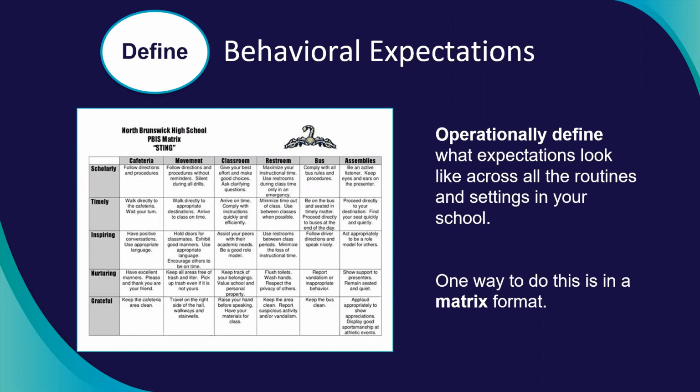When you define them, and that's basically filling in these boxes between the setting and the expectations, you want to really be specific and concise. You don't want full sentences, just a couple of words that are clear, right? Follow directions and procedures, walk directly to the cafeteria, wait your turn, things like that. And if you use the acronym OAT, O-A-T, for each item, it will help you be more clear.